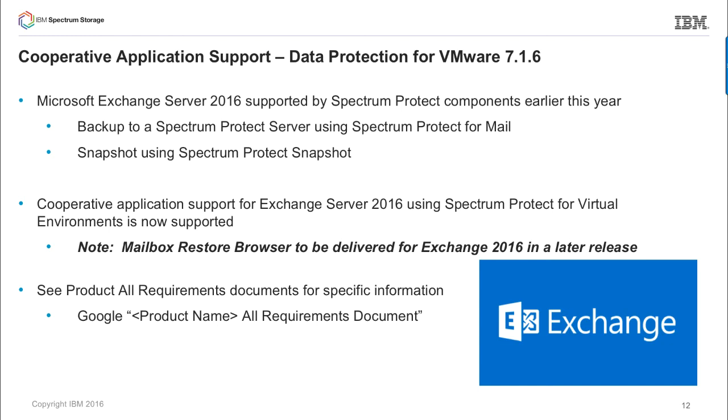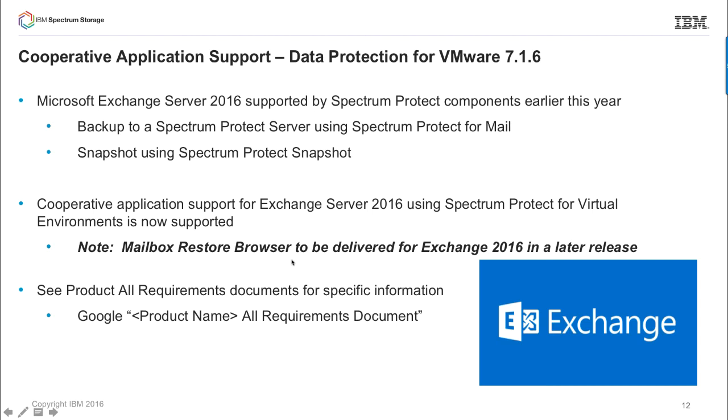Continuing on with data protection for VMware 7.1.6. This is just further information about what's supported with Exchange at 7.1.6, and specifically Microsoft Exchange Server 2016. At 7.1.6, we do support backup to a Spectrum Protect server using Spectrum Protect for Mail or data protection for VMware. We do support Exchange Server 2016 using Spectrum Protect Snapshot. And we have added at 7.1.6, as mentioned in the previous slide, this cooperative application support for Exchange, and in particular for Exchange 2016.